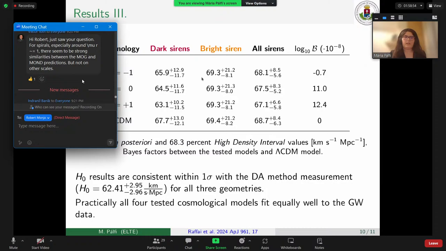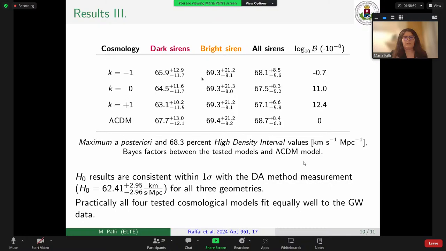In the summary table, we can see that the results are consistent within one sigma with the differential age method measurement for all three geometries. And the logarithm of the Bayes factors between the cosmologies and the lambda CDM model is in the order of 10 to the minus 8. This practically means that all four tested cosmological models fit equally well to the applied set of data.